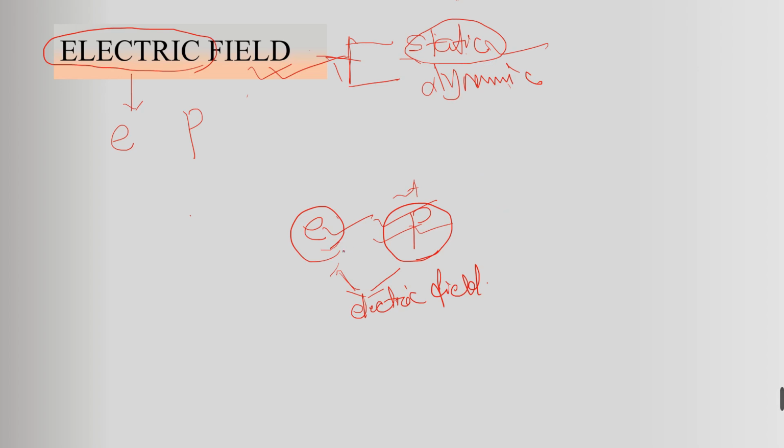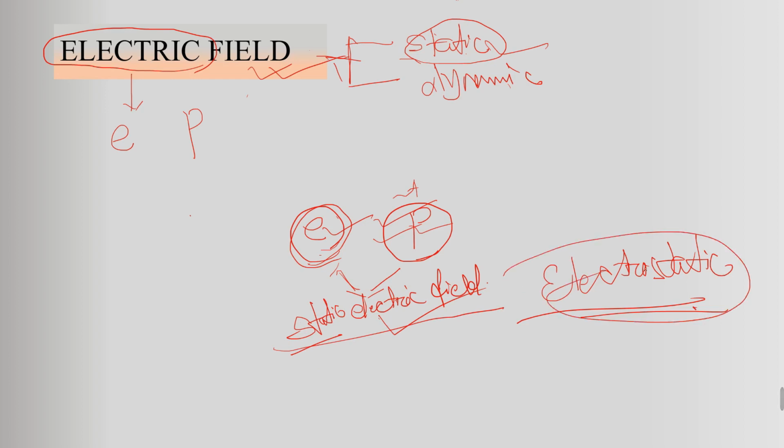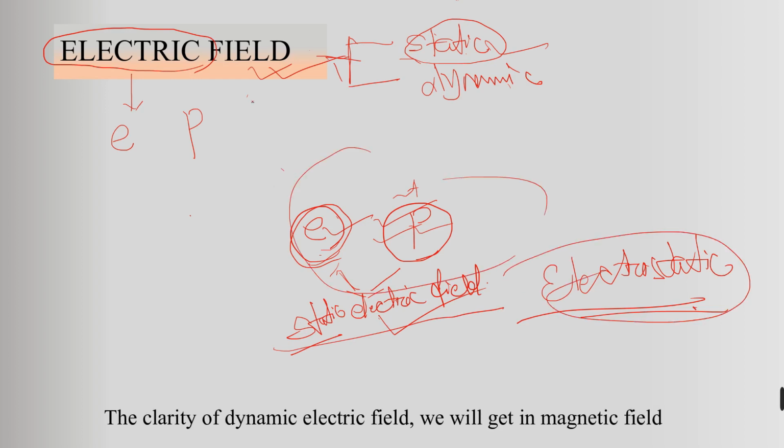And if the charges are at rest, they are not changing their position with respect to time. That means these electric fields are also not changing with respect to time, that means they are time invariant. Such electric fields are known as static electric field. And the study of this static electric field is known as electrostatics.